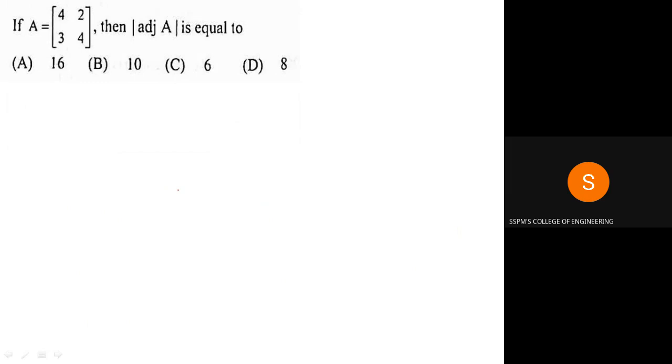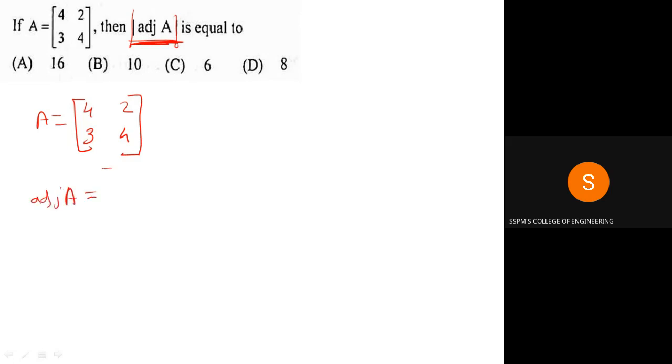Here we are given a 2x2 matrix and we have to find the determinant of its adjoint. These two lines indicate determinant. We first have to find the adjoint of matrix A, then the determinant of that matrix. We are given A equal to 4, 2, 3, 4.